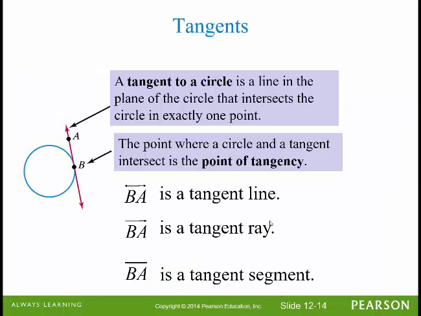All right, let's talk about tangents. A tangent to a circle is a line in the plane of the circle that intersects the circle at exactly one point, so only one point. The point where a circle and a tangent intersect, like right here where it intersects at B, is called the point of tangency. So we say that line BA here is the tangent line. BA, the ray, is a tangent ray. And just the segment BA is a tangent segment. It just touches the circle at exactly one point.